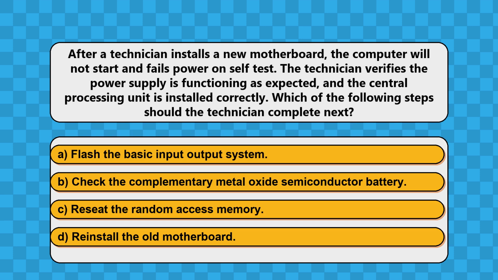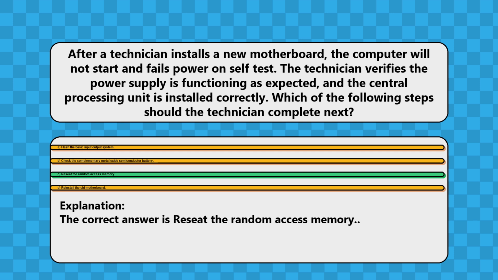Question 28. After a technician installs a new motherboard, the computer will not start and fails power on self-test. The technician verifies the power supply is functioning as expected, and the central processing unit is installed correctly. Which of the following steps should the technician complete next? Option A, flash the basic input-output system. Option B, check the complementary metal oxide semiconductor battery. Option C, reseat the random access memory. Option D, reinstall the old motherboard. The correct answer is option C, reseat the random access memory.